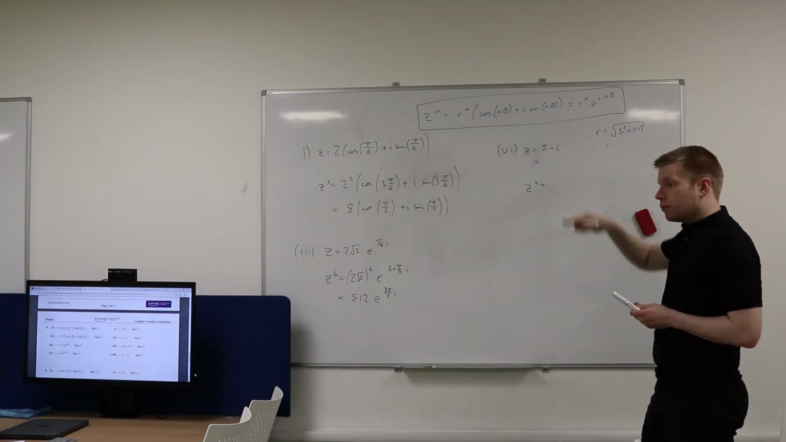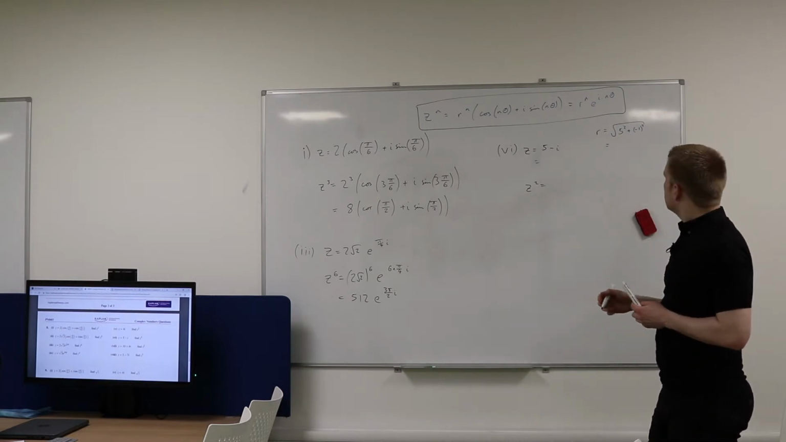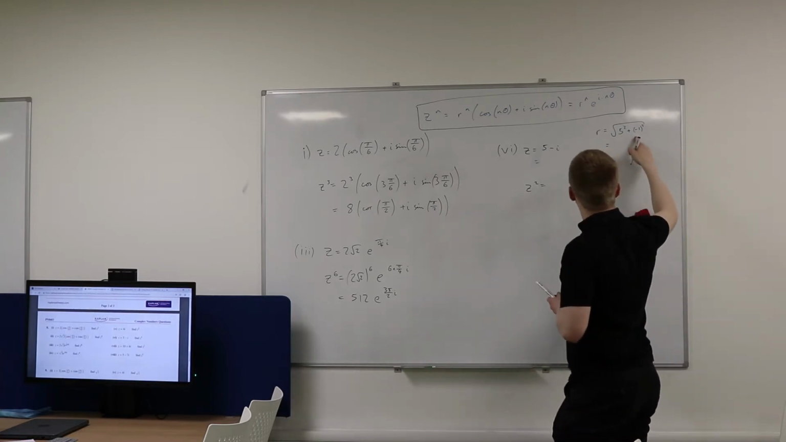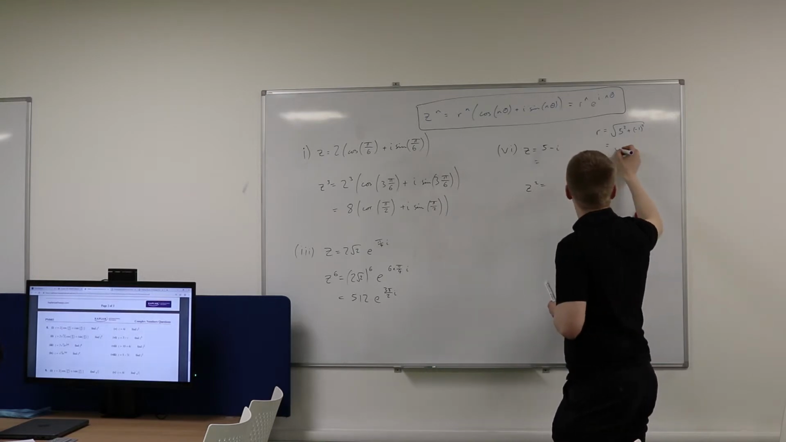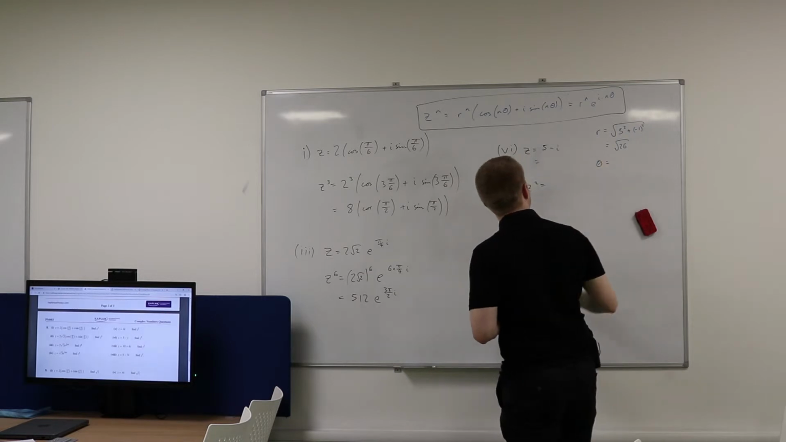It's just Pythagoras, right? So what is 5 squared? Yeah, okay, so 5 squared is 25 plus negative 1 squared is 1, so it's the square root of 26. And I would leave my answer like that. And what about my theta? How can I find my theta?